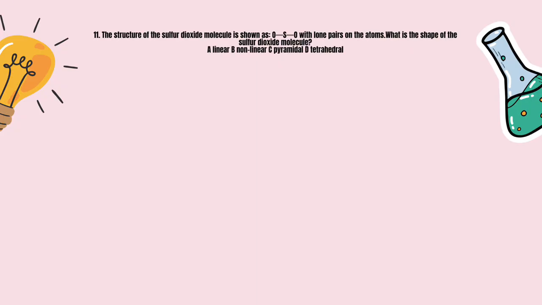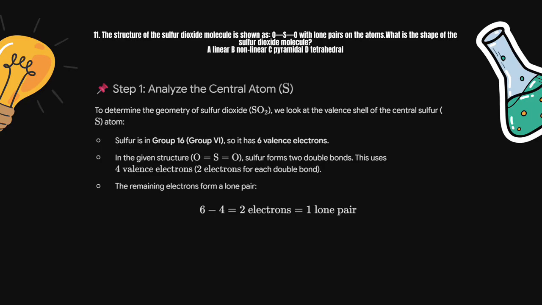Moving on to the next question, number 11 asks us about the shape of a sulfur dioxide molecule. The problem shows a basic structural layout of SO2 and mentions there are lone pairs on the atom. We need to find out whether its molecular shape is linear, nonlinear, pyramidal, or tetrahedral. Let's break it down. Step 1 is to analyze our central sulfur atom. To find the geometry of sulfur dioxide, we need to look at its valence shell. Sulfur is in group 16, so it has 6 valence electrons. In the structure, sulfur forms 2 double bonds, which with the oxygen atoms use up 4 valence electrons, 2 for each double bond.